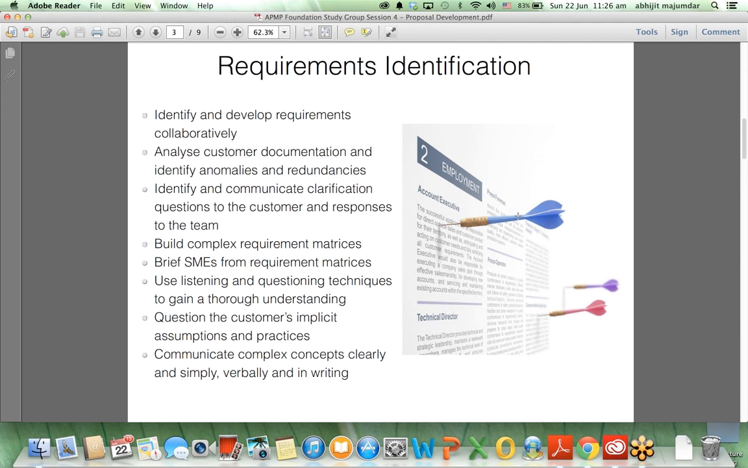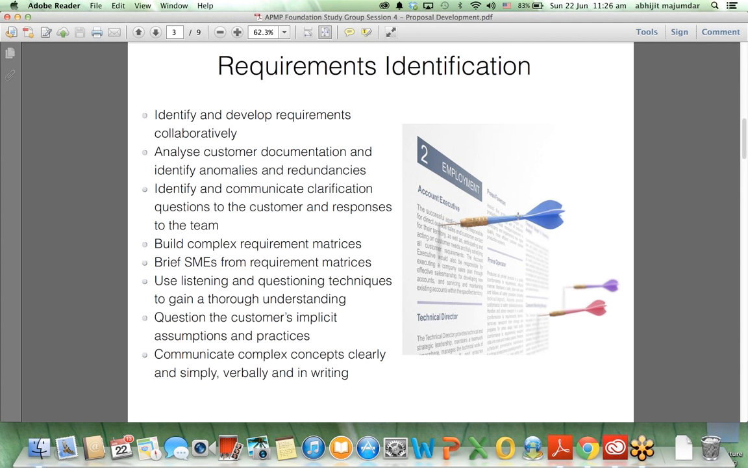If you see an anomaly or a redundancy, we get back to the customer, maybe while asking the pre-bid questions, or during the pre-bid meetings, and discuss those anomalies and redundancies. And customers are always happy to give a clarification on that. So that when you are finally bidding for the opportunity or developing the proposal for that particular RFP, you have sorted out all the anomalies and the redundancies. And as I said, you have to raise the clarification questions, get the response from the customer, and share those responses with the proposal team also.